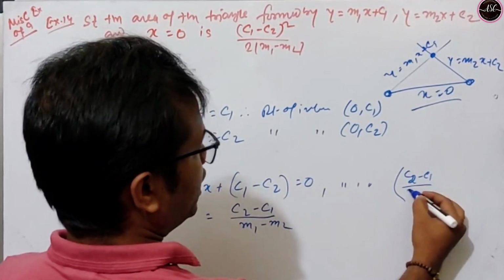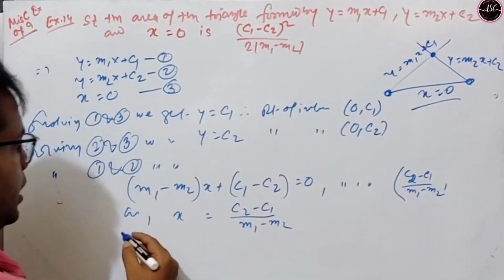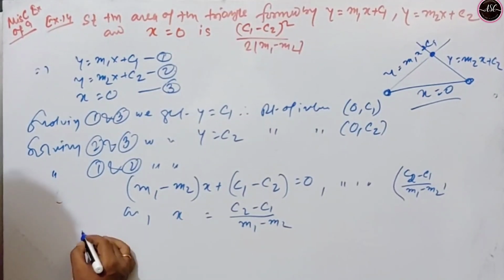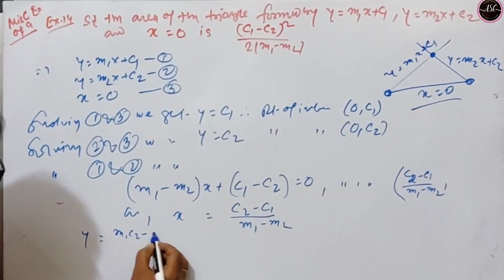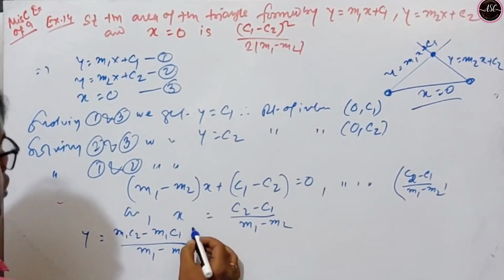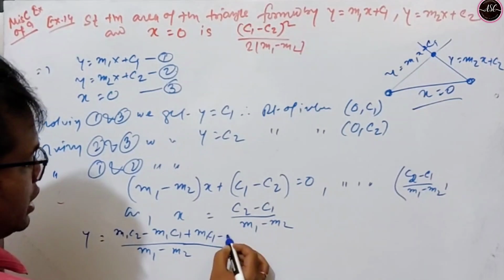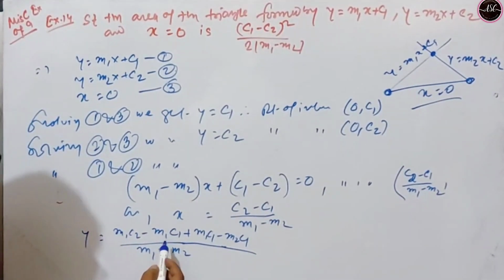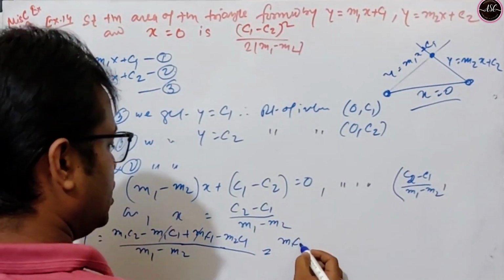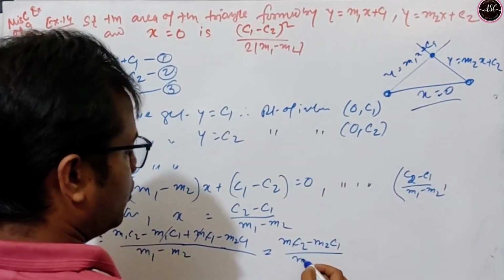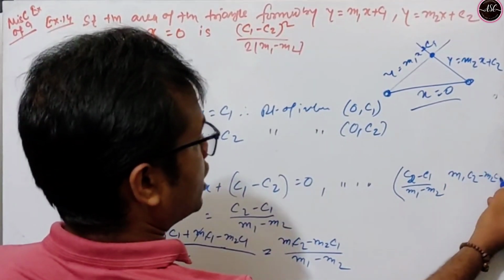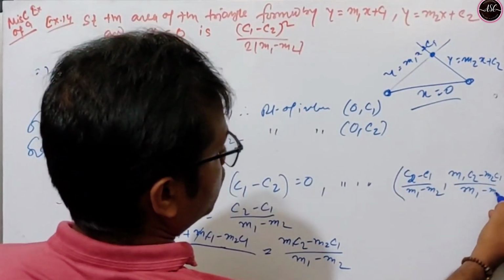So the point of intersection has x equal to (c2 minus c1) divided by (m1 minus m2). Here y will be, putting the value of x, m1(c2 minus c1) divided by (m1 minus m2) plus c1, which is (m1c2 minus m1c1 plus m1c1 minus m2c1) divided by (m1 minus m2). This will cancel out, and we have (m1c2 minus m2c1) divided by (m1 minus m2) as y.